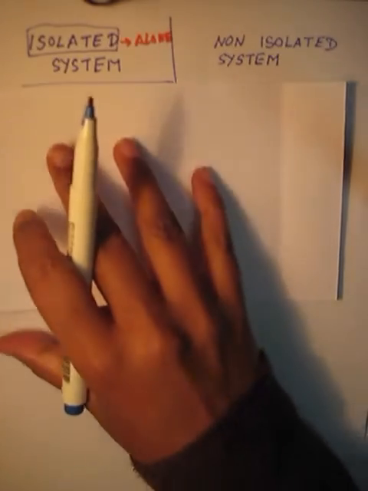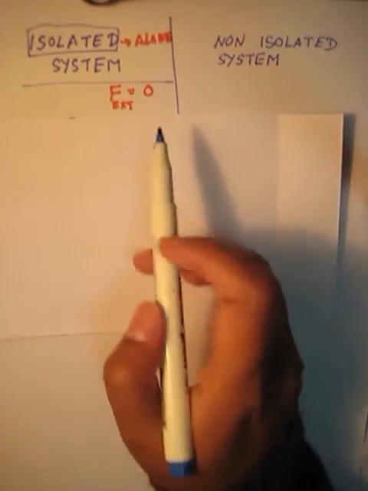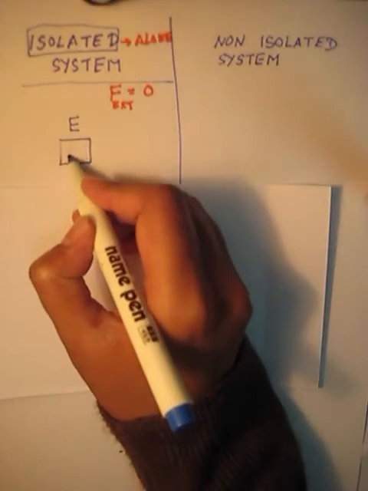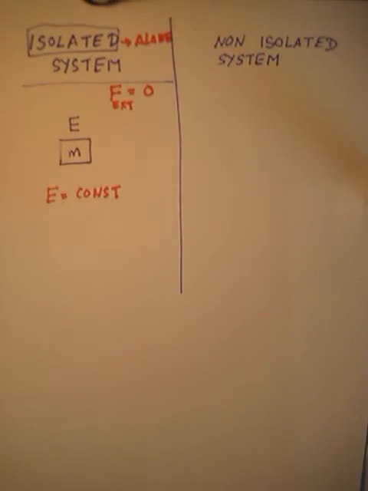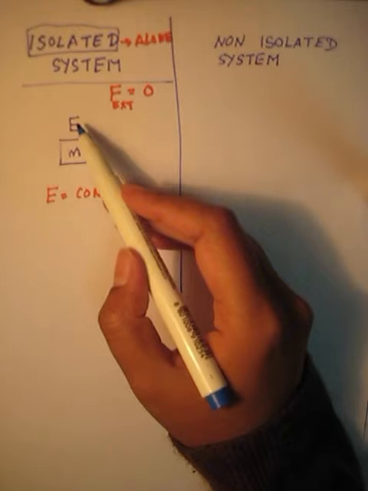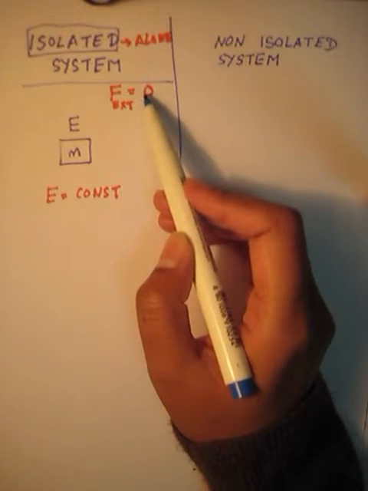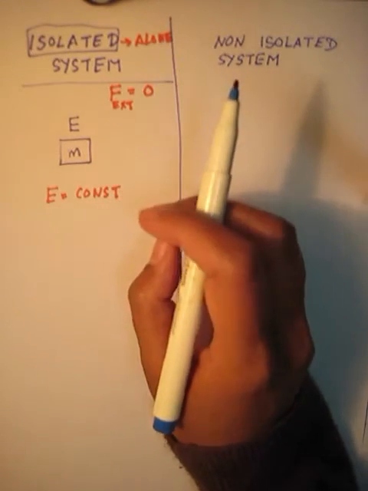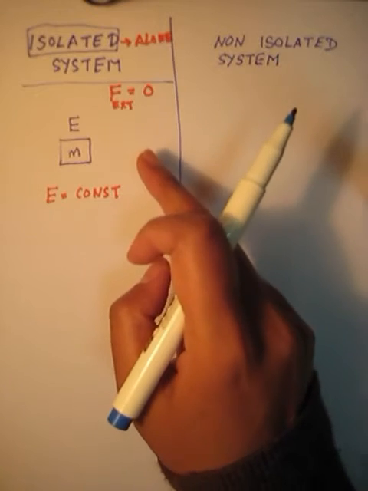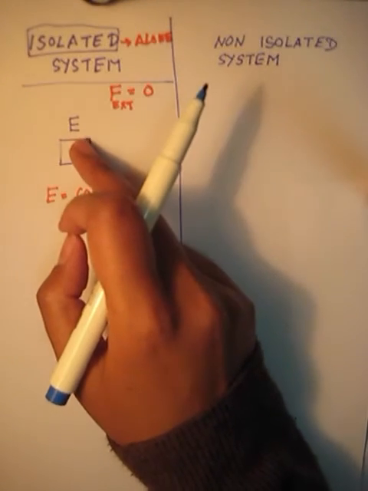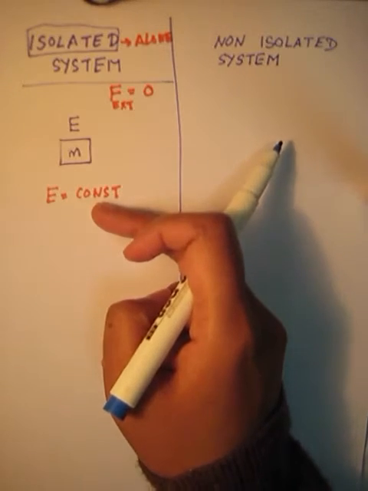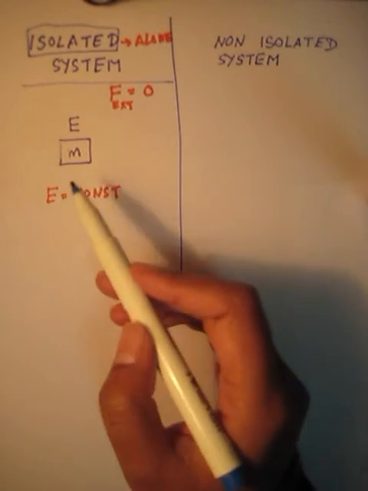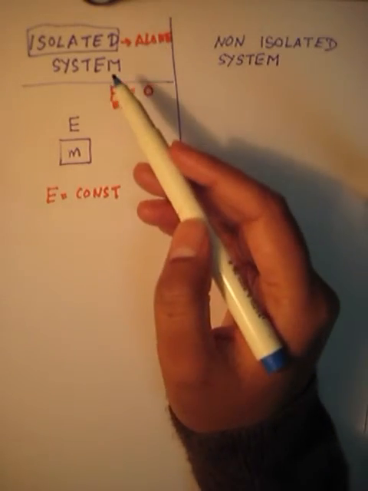It means that there is no external force on the object. Let us say this is the object, and it has some mass m and some energy. If there is no external force, the energy of the system will never change. Whatever energy it has will always remain with this object, because nothing is transferring energy into the system and nothing is taking energy out of the system. So whatever energy it has will stay constant, and such a system is called an isolated system.